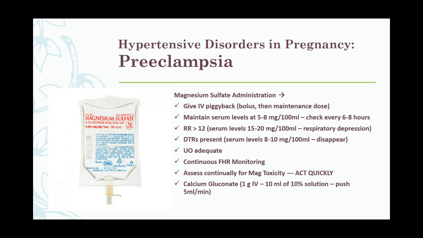Their urine output has to be adequate whenever we give this drug, so we have to monitor it very strictly. We want continuous fetal heart rate monitoring. If we are depressing mom's central nervous system with magnesium to prevent seizures and decrease blood pressure, what do you think that it does to the fetus?